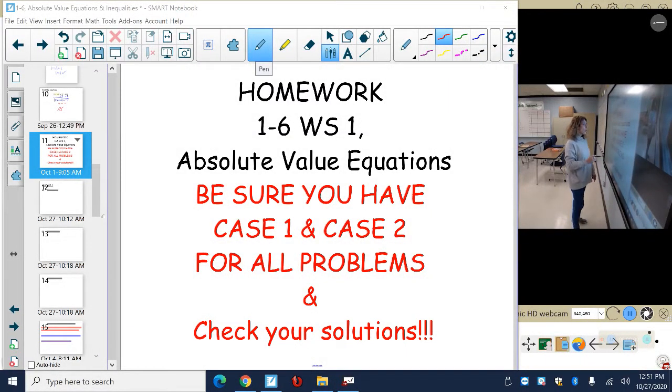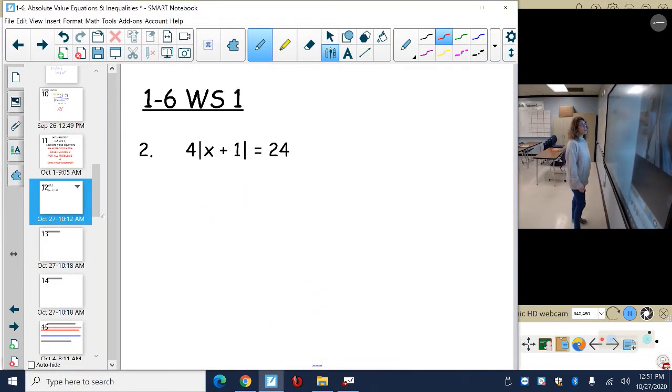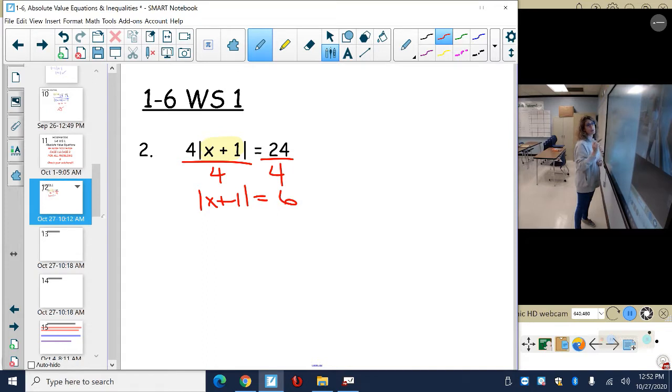Okay, let's go ahead and start your homework for tonight. 1-6 worksheet 1, number 2. So here we go. Step 1 is to isolate this. So how do I do that? I'm going to divide both sides by 4. So this is going to be the absolute value of x plus 1 is equal to 6.